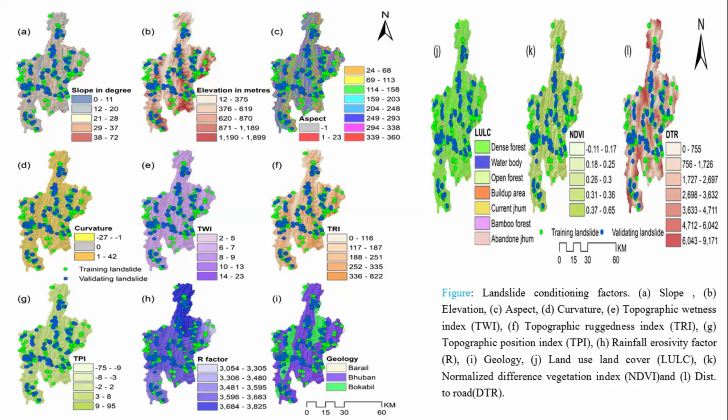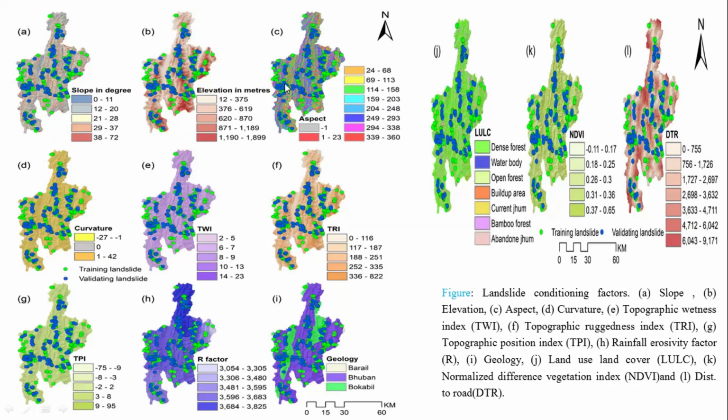These are the various factors which affect landslides. So the landslide conditioning factors were taken. What are the landslide conditioning factors? For example, the slope map has been taken, that is sloping degrees, and elevation in meters. Now these maps are called thematic maps, that is theme-based maps.